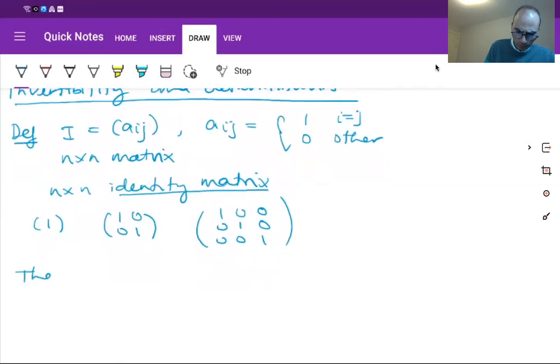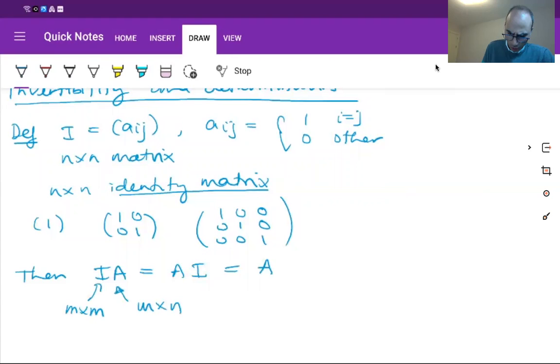So then you can easily check that if you take an arbitrary matrix A and multiply by the identity matrix on the left or the identity matrix on the right, you get A. Here you have to choose the appropriate identity matrix. If A is an m by n matrix, then this will be the m by m identity matrix, and here this is going to be the n by n identity matrix.